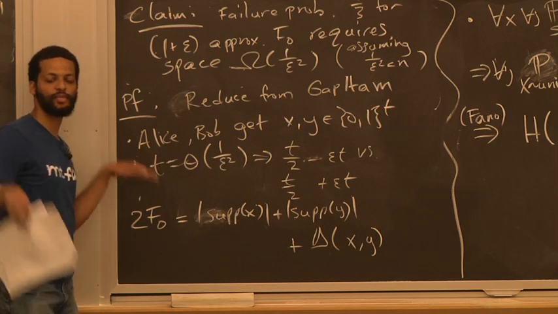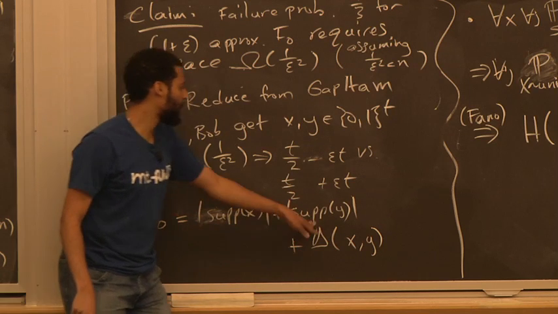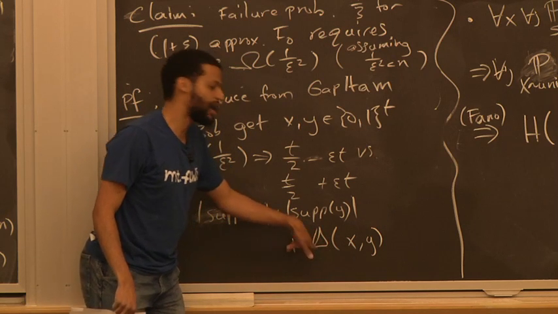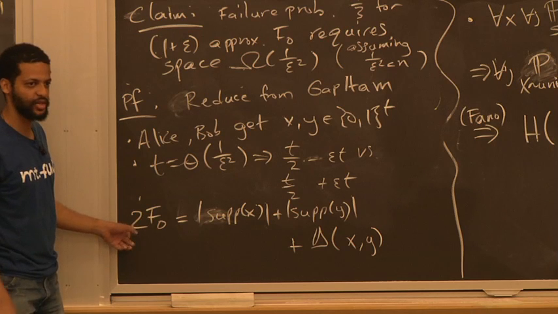What if it's only in one of the supports but not the other? So if it's in this support, we count it here. We won't count it here, and we'll count it again in the Hamming distance. So it'll get counted twice here as well, whereas again, it'll only get counted once by F0. So we put this 2 here. So this is just an equality.